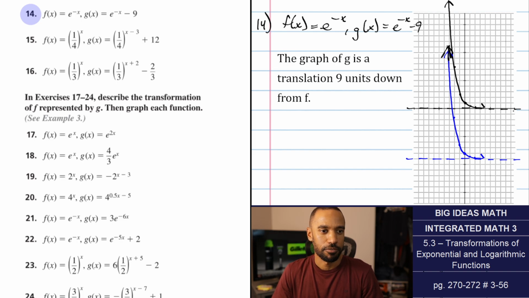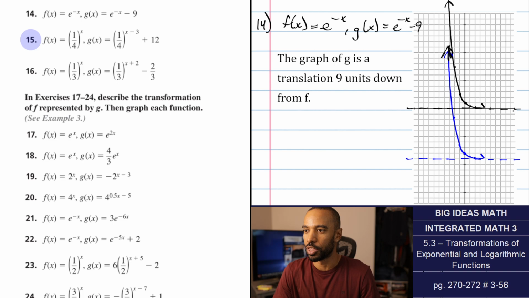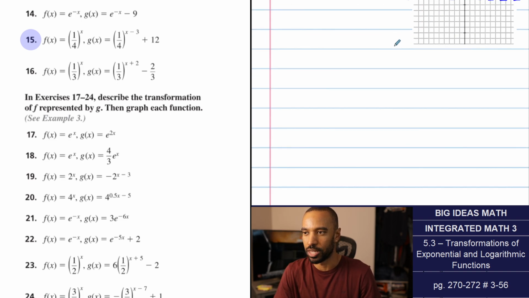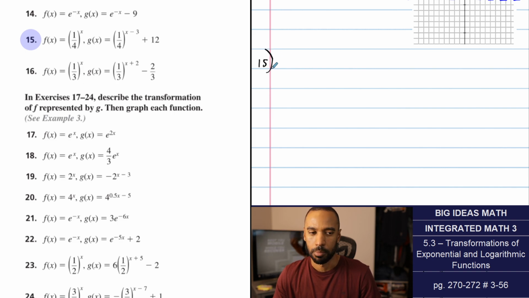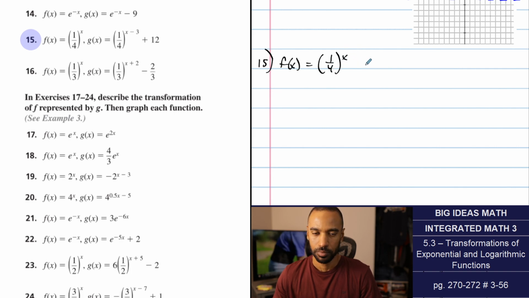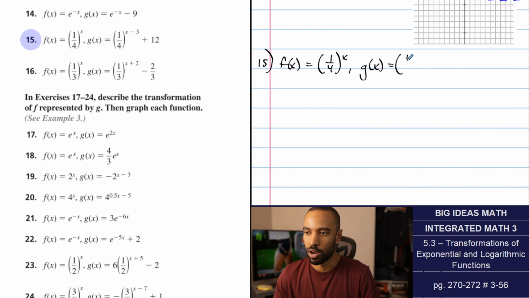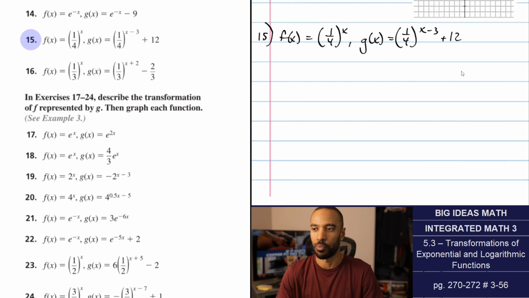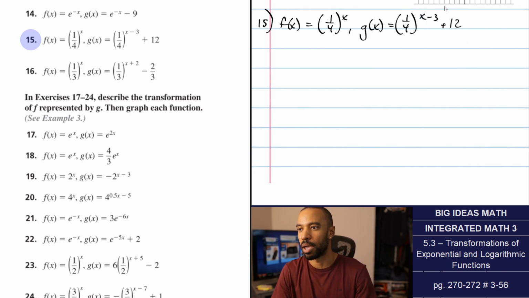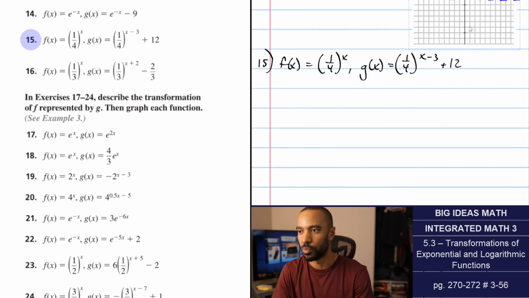Okay, number 15. We have a couple decay values, 1/4 and 1/3. Remember, if it said 4 to the negative x or 3 to the negative x, it would mean the same thing in that way. So number 15, we have f of x equals 1/4 to the x power. G of x is 1/4 to the x minus 3 plus 12. Okay, we got a couple things going on here. It might be worth doing the entire graph with you, with that in mind.